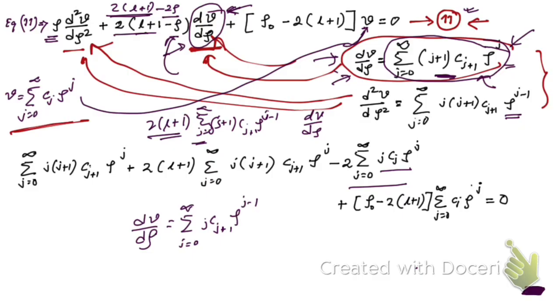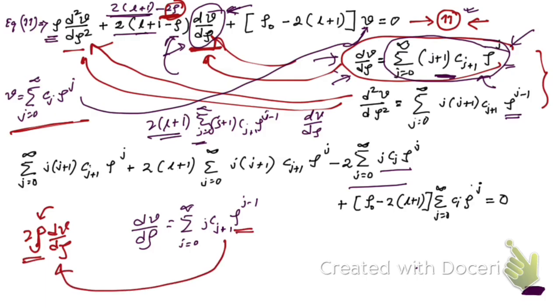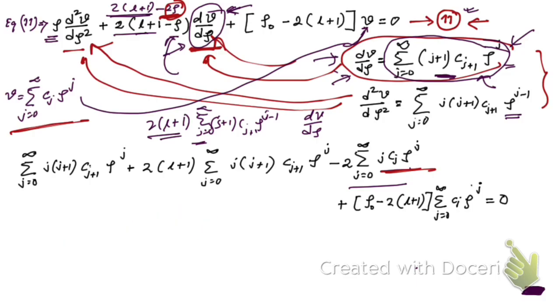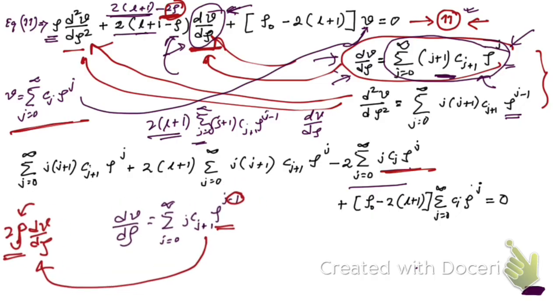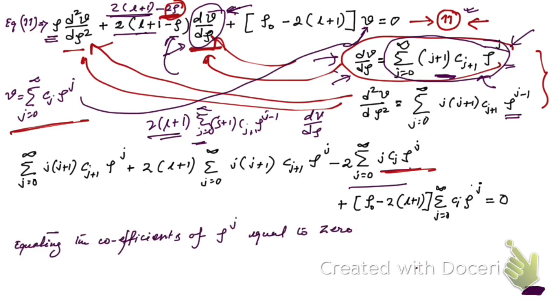Now look at this part, 2 rho into del v by del rho. As we already have one rho here, we can use this result directly, because when you multiply this one with this, you will get simply rho to the power j. That is what we have written here. So now let us equate the coefficient of rho to the power j equal to 0.